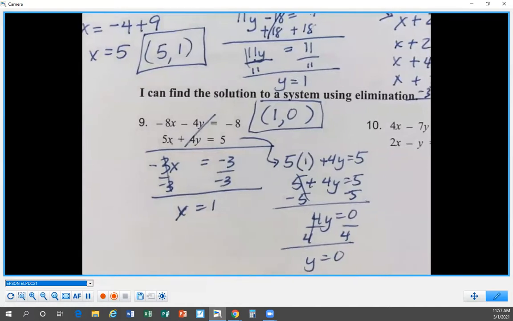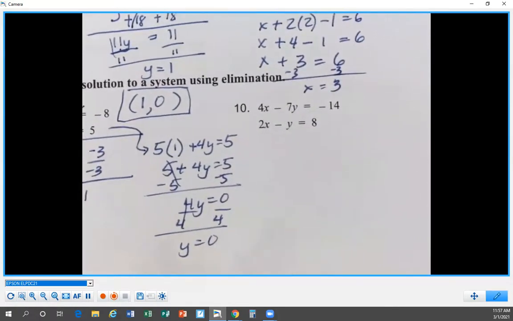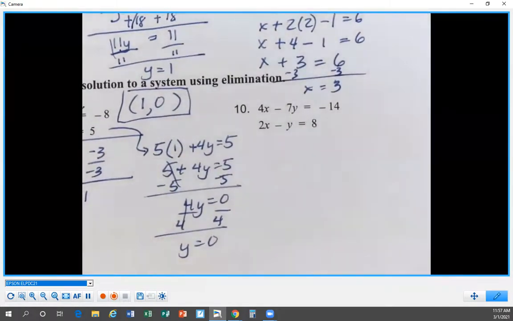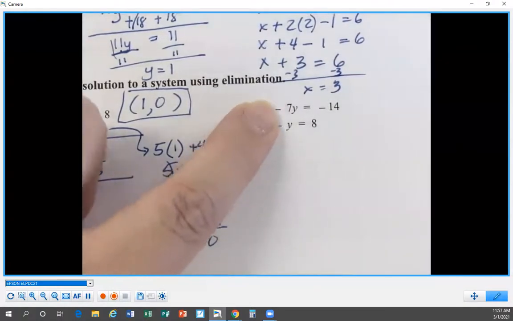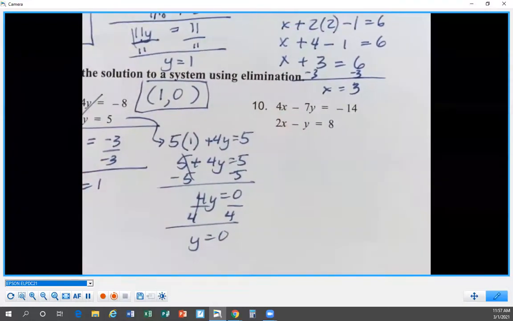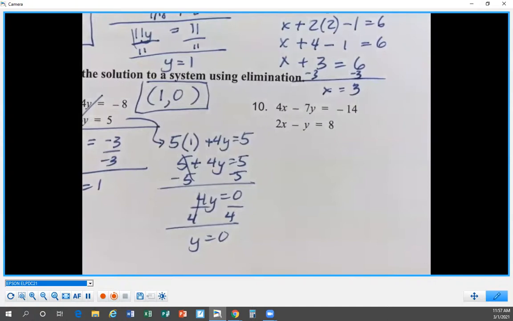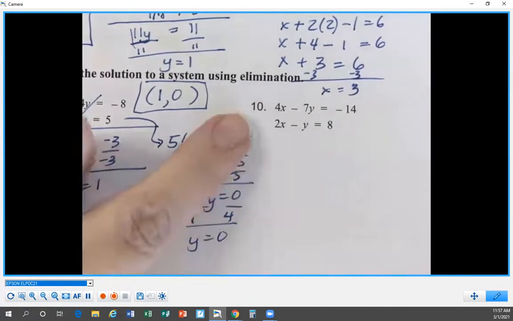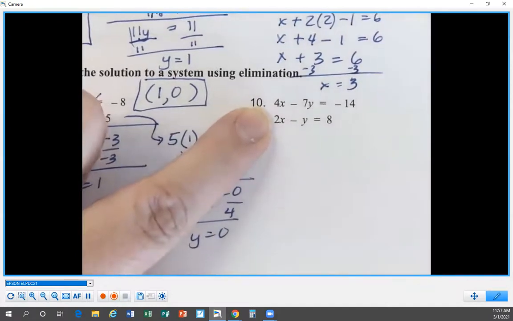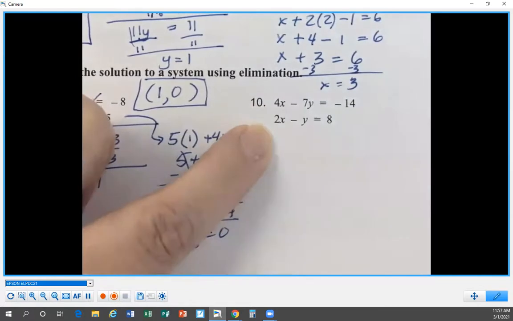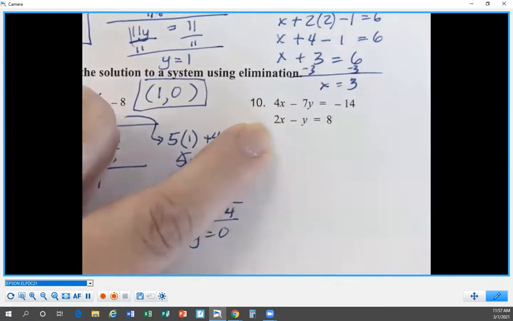Number 10. The least common multiple of 2 and 4 is 4. Least common multiple of 7 and 1 is 7. So 4 is smaller than 7, so I think I will eliminate the x's because the least common multiple is 4. So the top equation already has a positive 4 for the coefficient of x. So I want to make the bottom equation have a coefficient of negative 4, okay?